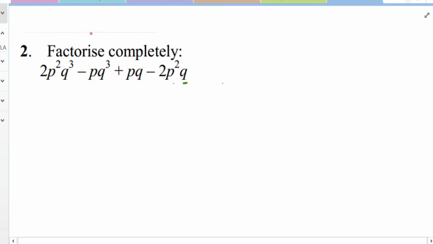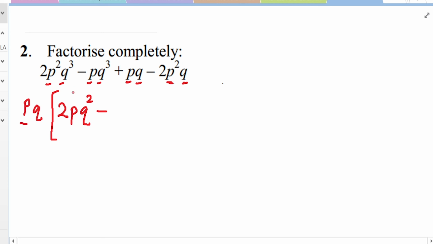So factorize completely this expression. From this expression, you realize that we have PQ everywhere. Since PQ is common everywhere, let's put PQ outside the brackets. What do we remain with? The first term, 2p squared q cubed, divided by PQ, we remain with 2pq squared.